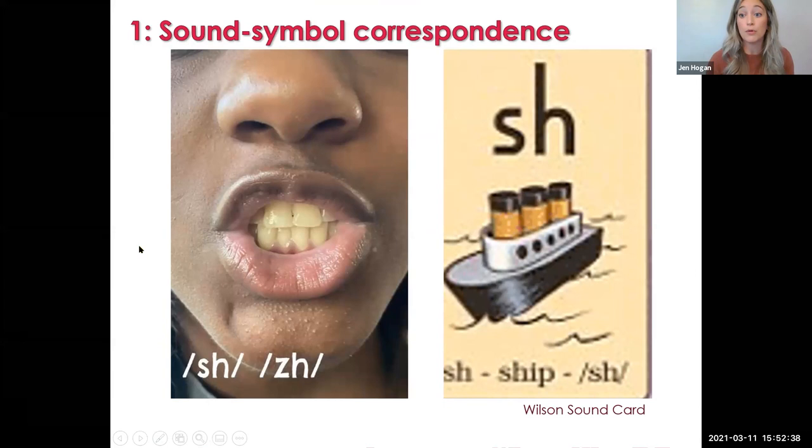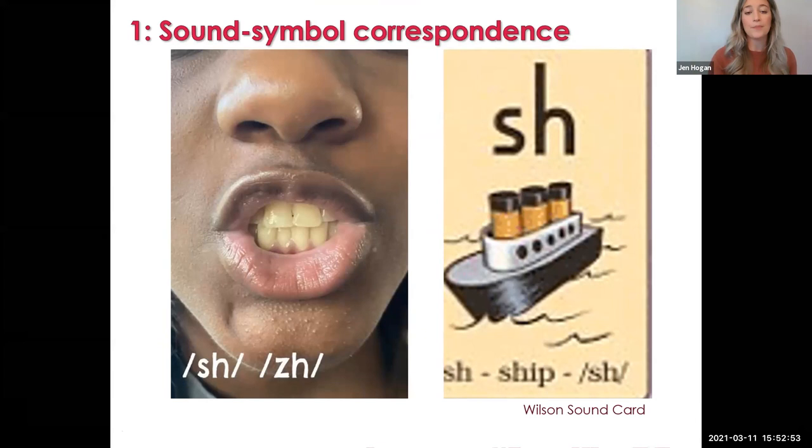And now we know, especially I'm in the classroom wearing a mask, and so they can't see my mouth, and these pictures, or you can find videos, have been really, really helpful for my students to be able to form the sound the right way. So that's the first part of the sound symbol correspondence.